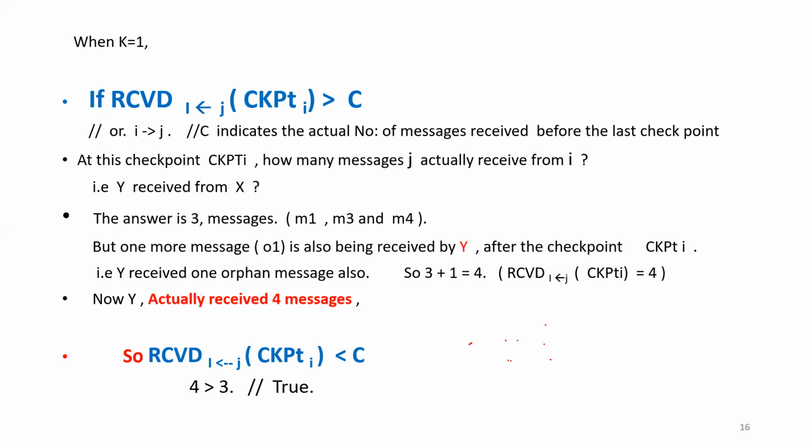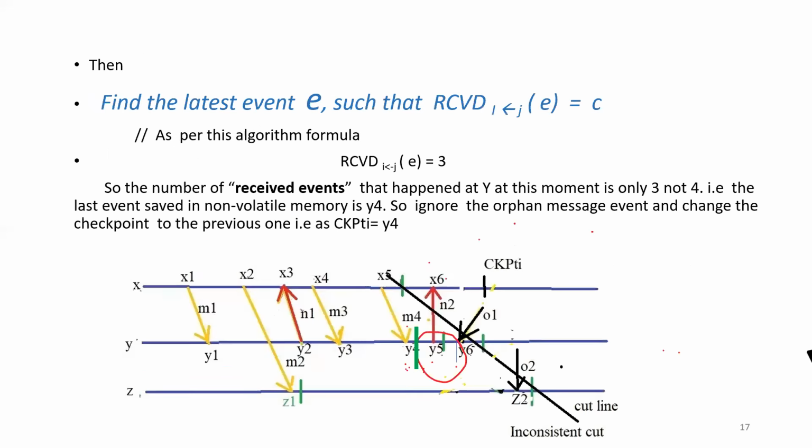So received I to J up to this checkpoint is greater than C. So 4 is greater than C, true. That is not less than; there should be a greater than, that is a mistake there. So 4 is greater than 3, right? So now come here.